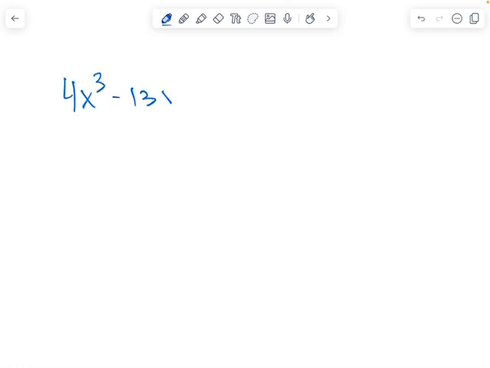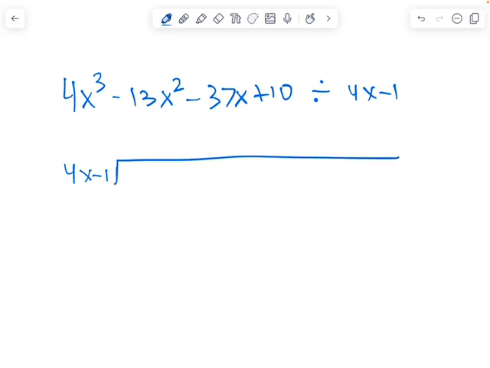We've got a big fat polynomial here, and we're dividing that by 4x minus 1. Now this is a case where you can't actually use synthetic division because of this number right here. If that number wasn't there, then you could. Okay, so I got this all copied out.